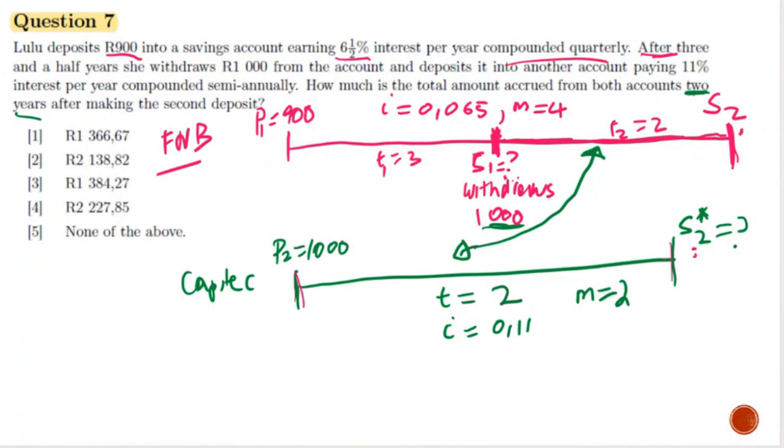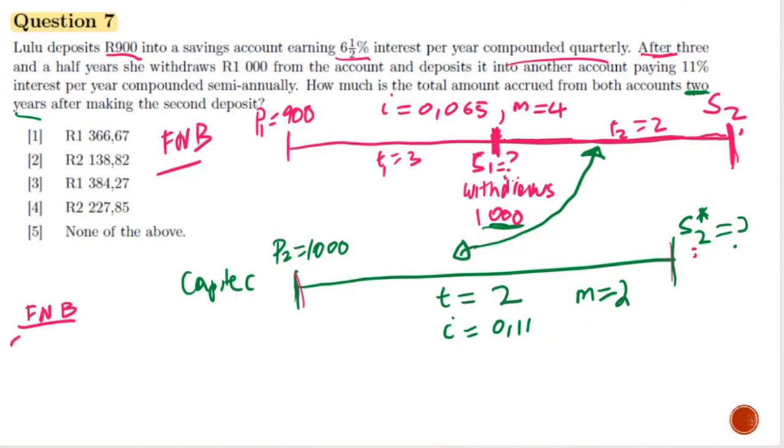Okay, let us go to FNB. At FNB, we need to calculate our S1. We are told it is compounded quarterly. So now we are going to start with FNB. Am I going to have enough space here? I don't know. Let's go to FNB.